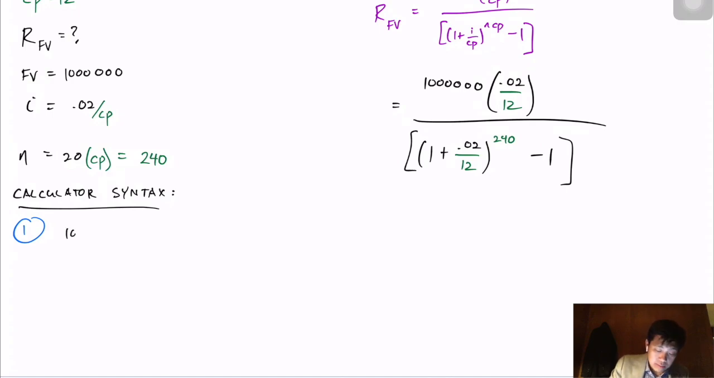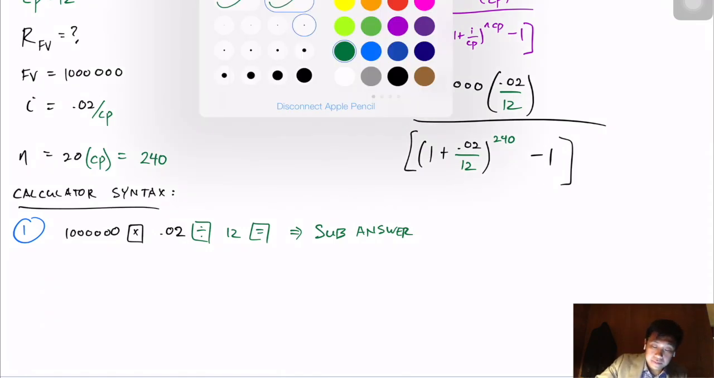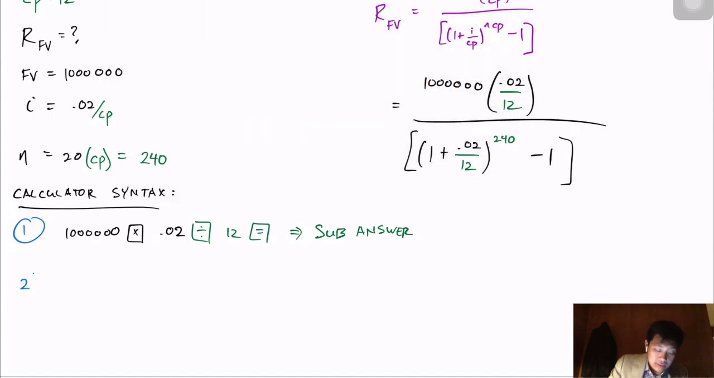So that's literally 1 million times 0.02 divided by 12 equal sign, and then this gives us our first sub answer or partial answer. And again, as I alluded to in the previous video, this will give you just the numerator. You're going to leave the answer in the calculator without clearing or anything of that nature. And then that will allow you to do the second part right here.